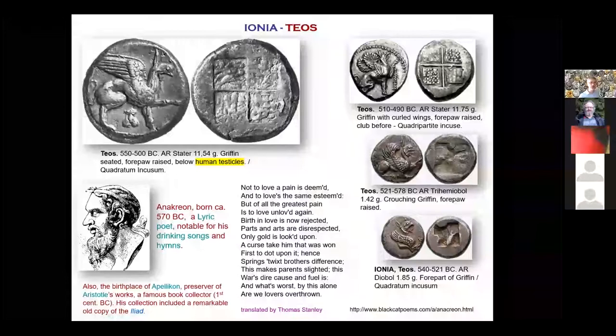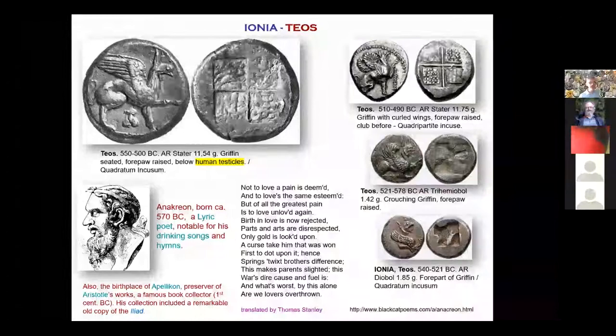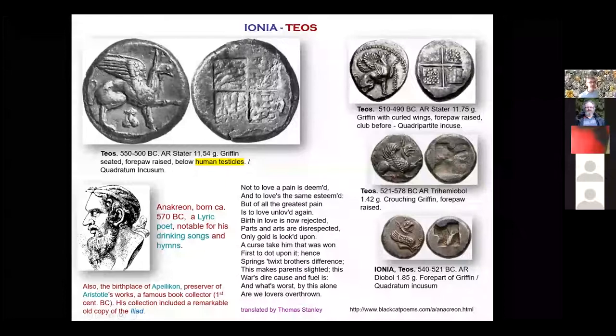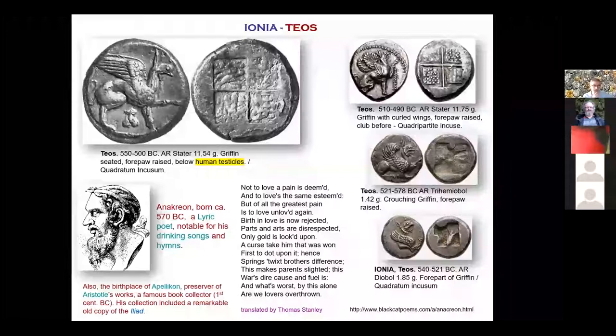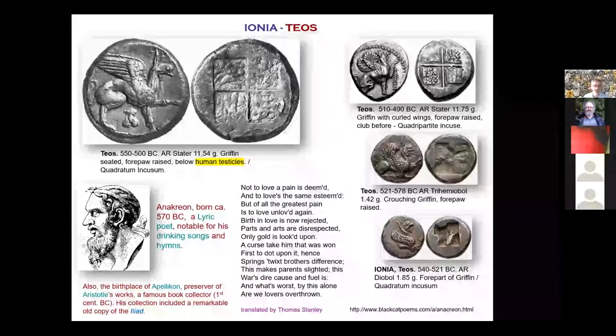Also, this place is the birthplace of Apellicon, preserver of Aristotle's works, a famous book collector in the first century BC. His collection included a remarkable old copy of the Iliad. Speaking of famous books, it's worth mentioning how much we have lost in history, rather than how much we have accomplished. So many books were burned down, so many books got lost and never survived. But love of books, we understand, was always there, and people collected books in ancient times as well.